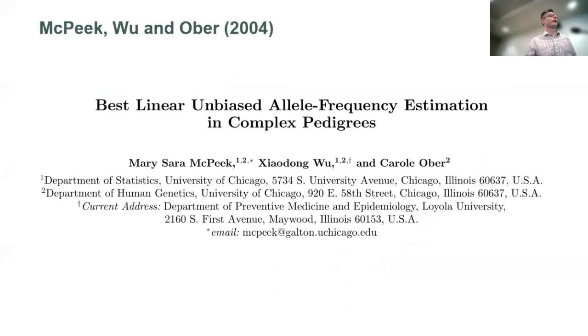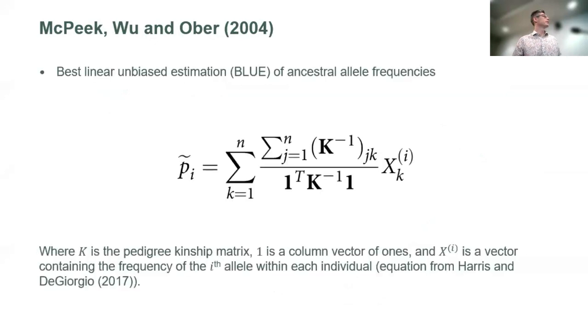This is a paper from 2004 that was in the diploid literature. I haven't seen that many citations to it, but it's a really useful paper. So, best linear unbiased allele frequency estimation in complex pedigrees. Sounds like a good fit. This equation is not from that paper, but from a follow-up one from Harris and DiGiorgio in 2017. They apply this in mixed ploidy populations and polyploids, which is very useful. And I also find their notation a bit easier to work with, which is why I've used the equation here.